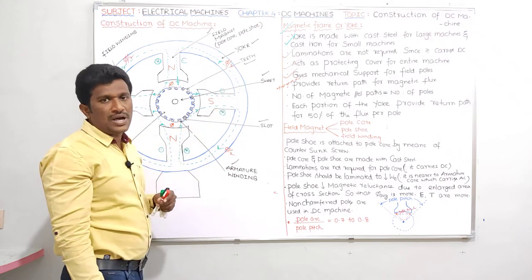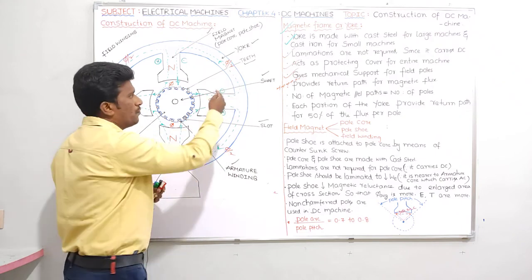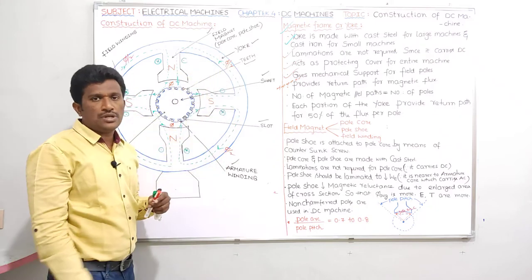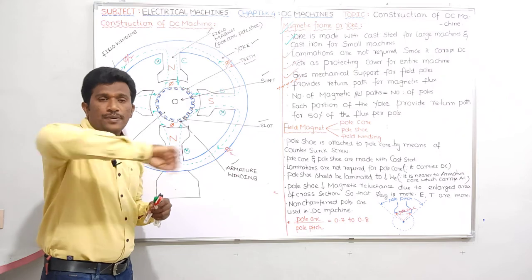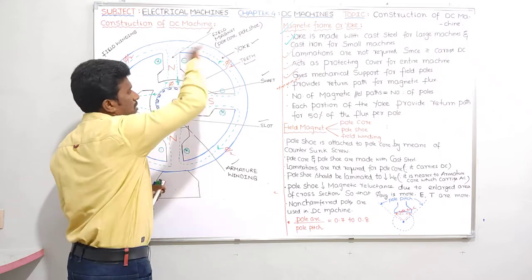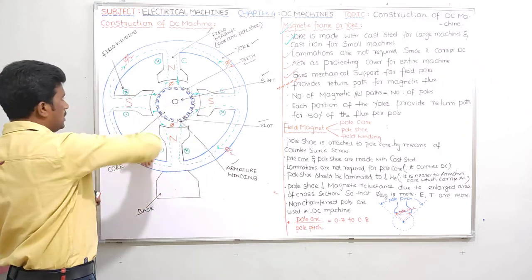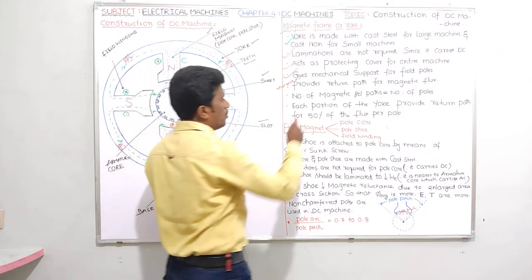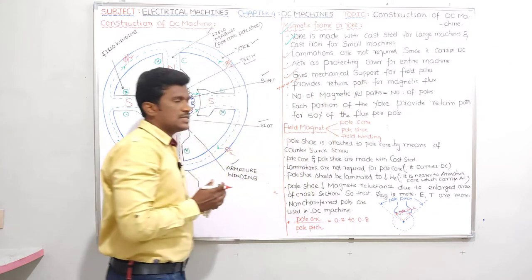You know, flux always passes through low reluctance, so flux takes the path through this yoke. So what is the function of the yoke? It provides a return path for the magnetic flux. This is very, very important.